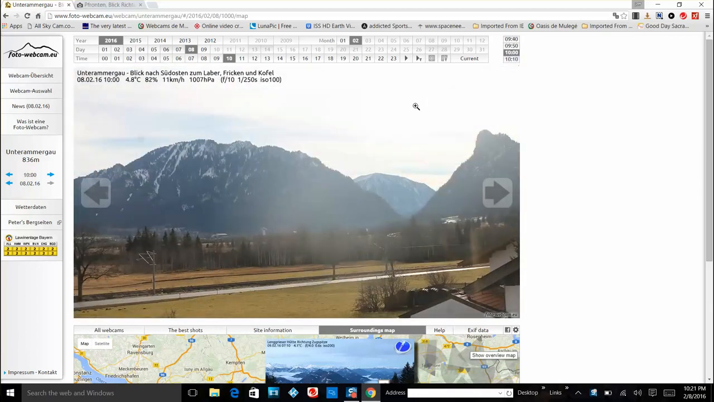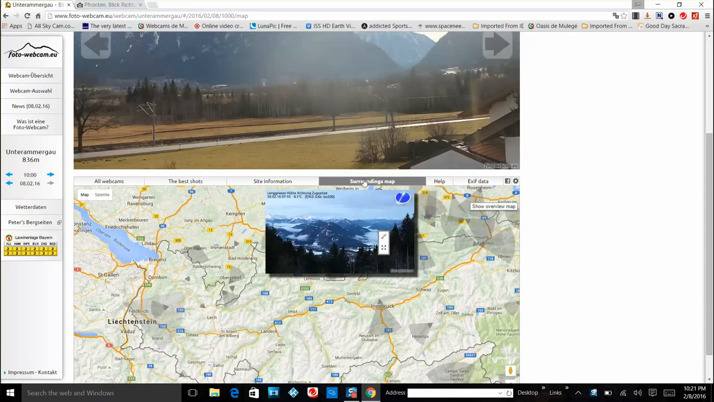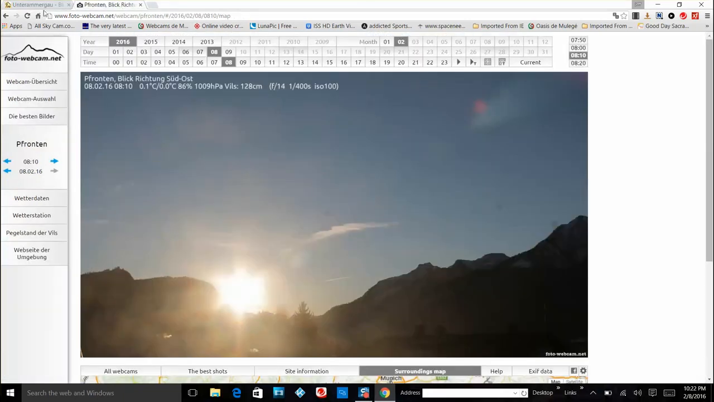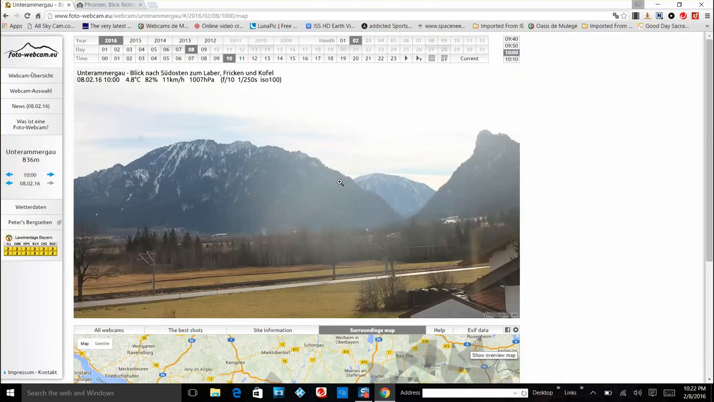So in my curiosity, I look at the surroundings map, and here it is. So I decided to find a camera that was facing the same direction as this one. And here we go. Please note the time. We've got 10 o'clock at this time.